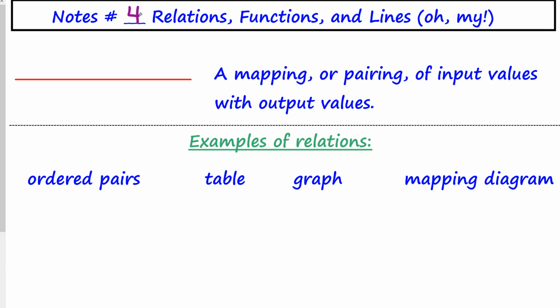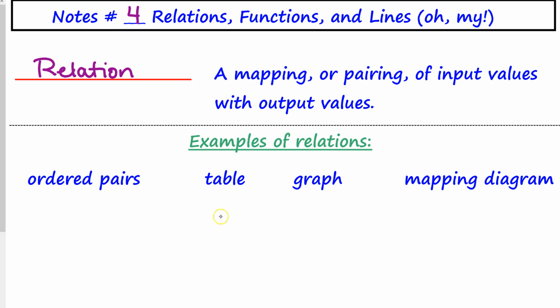And the first thing we have is a vocabulary term. A mapping or pairing of input values with output values is known as a relation. Now, it might seem like a relation would be a set of inputs and outputs that have a relationship, like a pattern, but there's no pattern needed. It can be a random set of points, and it's a relation.